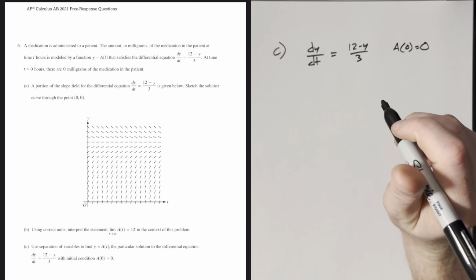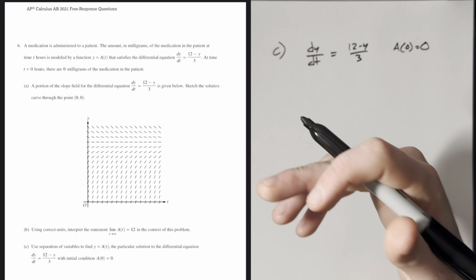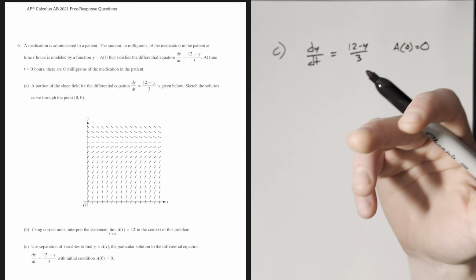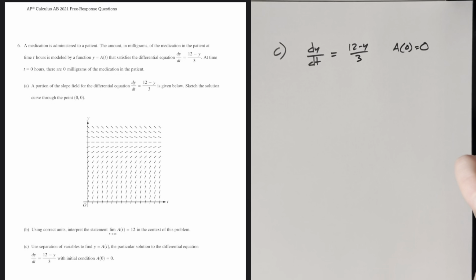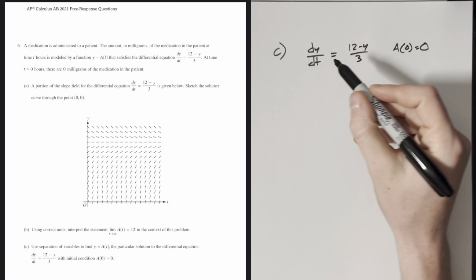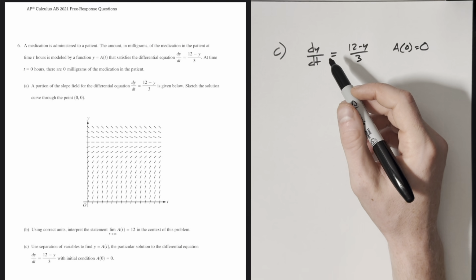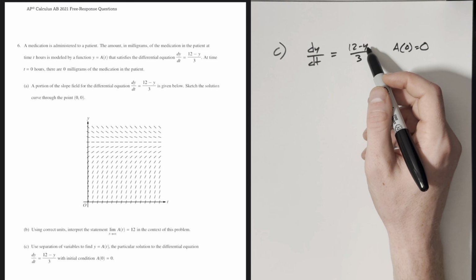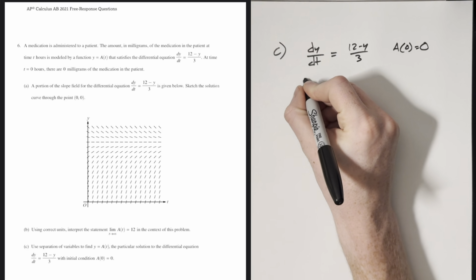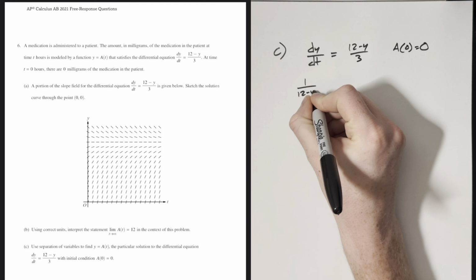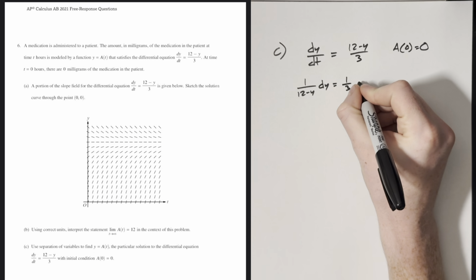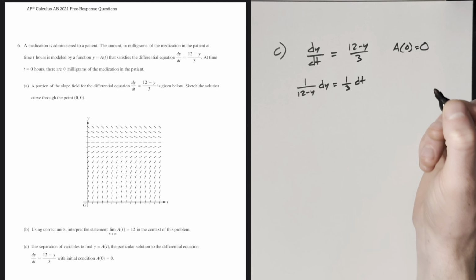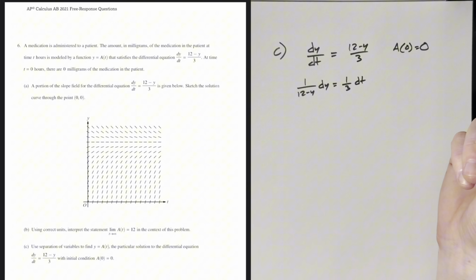Now, separation of variables. We actually did this in the previous year's question. I think it was question number 6 from 2022. And it was very similar to this, right? But our first step is to get the right variables on the same side. So I'll multiply by dt, divide by 12 minus y. So I get 1 over (12 minus y) dy is equal to 1/3 dt. And now I'm going to integrate both sides.